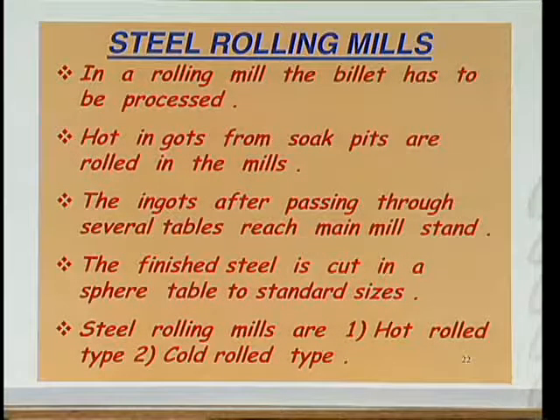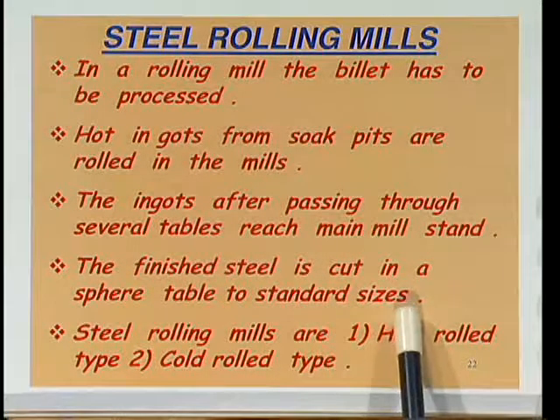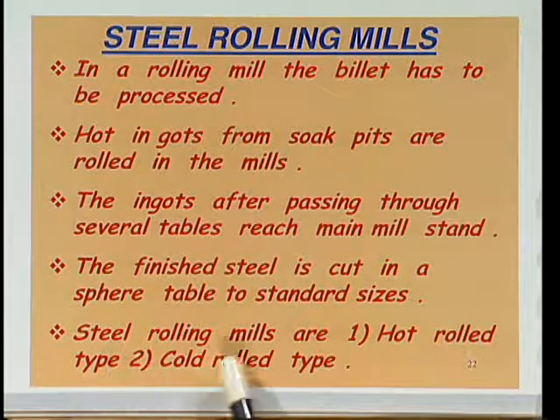So ingot means the hot mass of metal reaches or passes through several tables. You have the approach table, intermediate table and front table, and finally it reaches the spear table. When the steel comes to the spear table, it is cut into different shapes and sizes. So the finished steel is cut in a spear table to standard sizes. Again, steel rolling mills are of hot rolled type and cold rolled type. Two methods are employed.